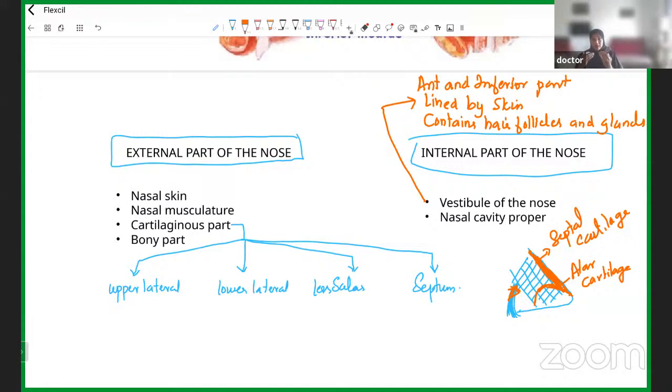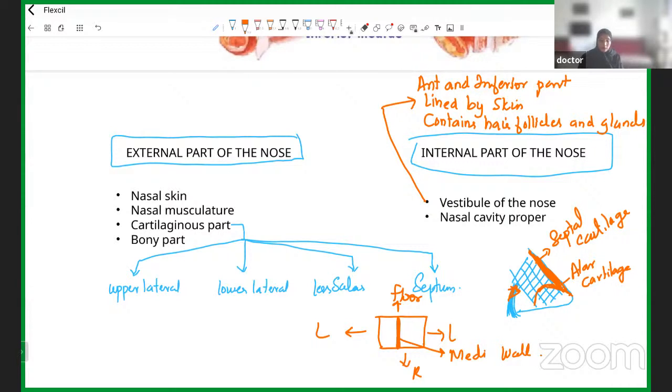Now, when you go inside the nose properly, each nasal cavity has a lateral wall. Okay, the wall that is on the lateral side, and then there is a medial wall, roof, and floor. So we can imagine the nose, when you're going inside, it's like a box. Okay, so you have lateral sides, you have roof, you have floor, and you have a medial wall. This will be your septum. Laterals, roof, floor, medial wall.